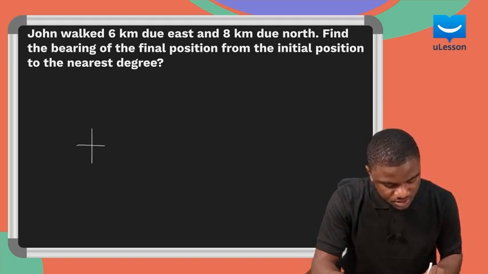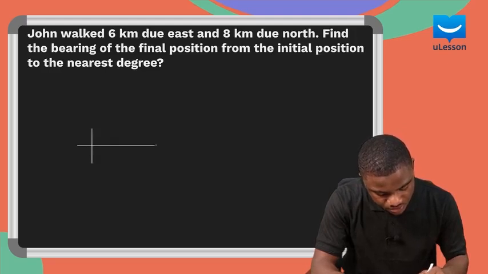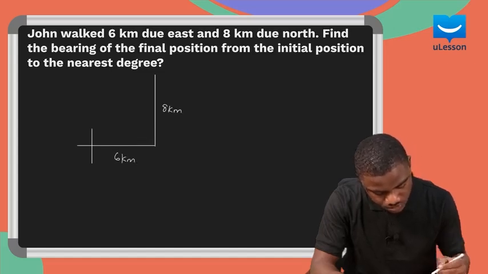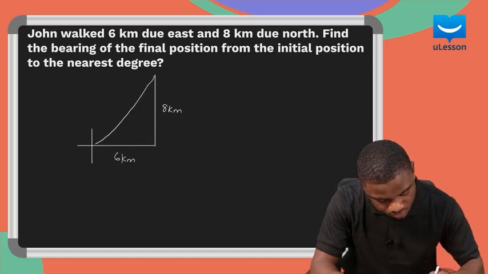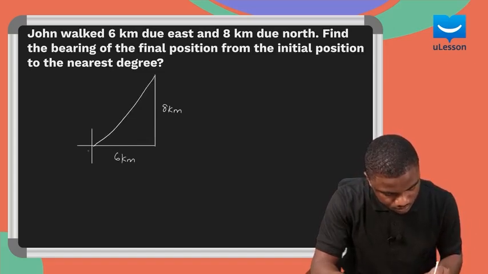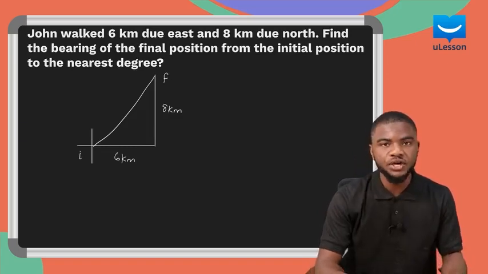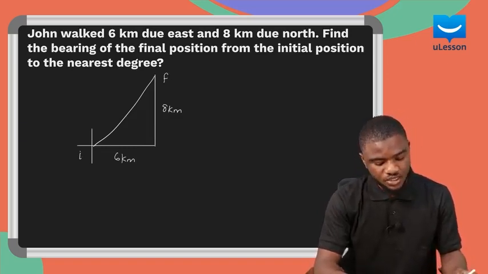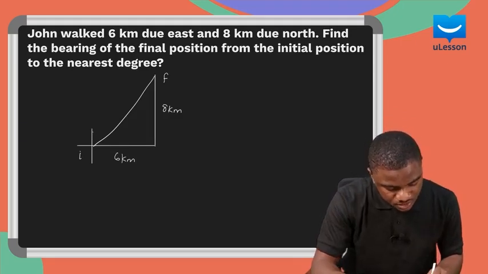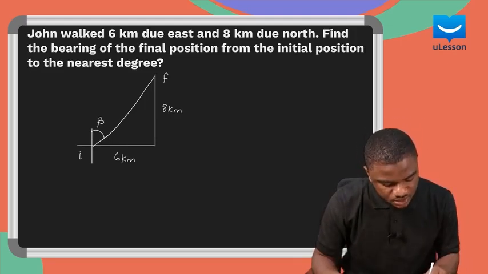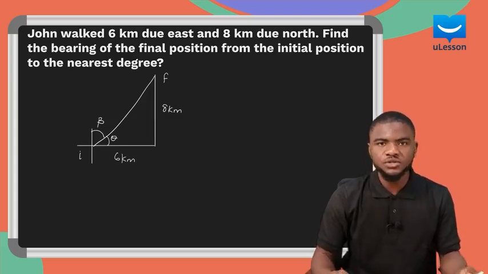We have 6 kilometers due east and then 8 kilometers due north. And this is connected to each other. This is the initial point and this is the final point. We need the bearing of the final point from the initial position. And this is the angle labeled beta. From the diagram given, we can see that we can easily calculate this angle labeled theta. Now, how do we calculate theta?